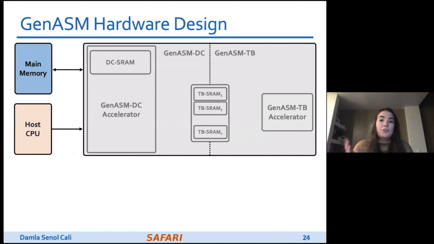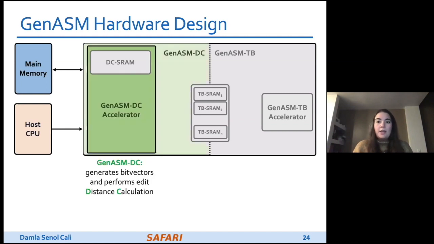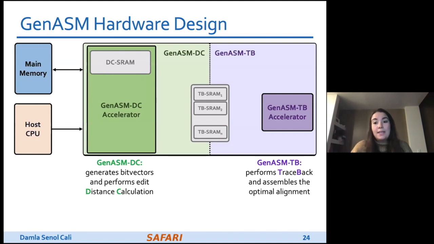So let's look at the hardware design of GenASM. Our co-designed hardware consists of two components. GenASM DC here provides hardware support to efficiently execute our GenASM DC algorithm to perform distance calculation. And GenASM TB provides hardware support to efficiently execute our novel GenASM TB algorithm to find the optimal alignment. And GenASM has two types of SRAM buffers, DC SRAM and TB SRAMs. And let's look at the high-level overview of GenASM.